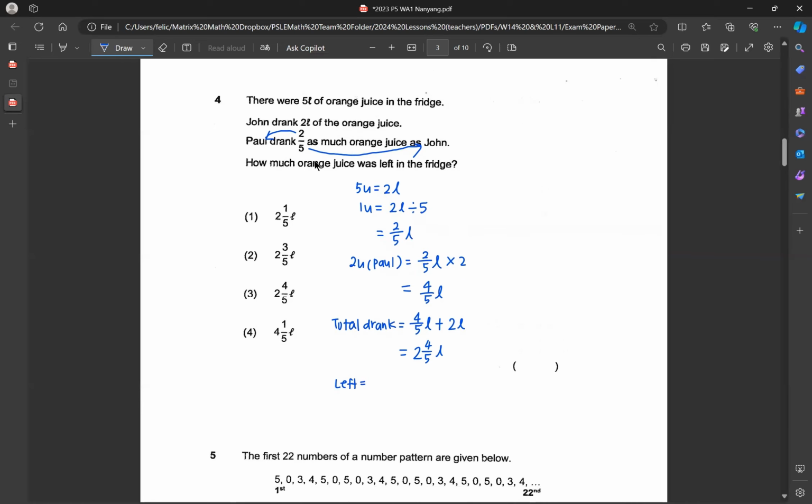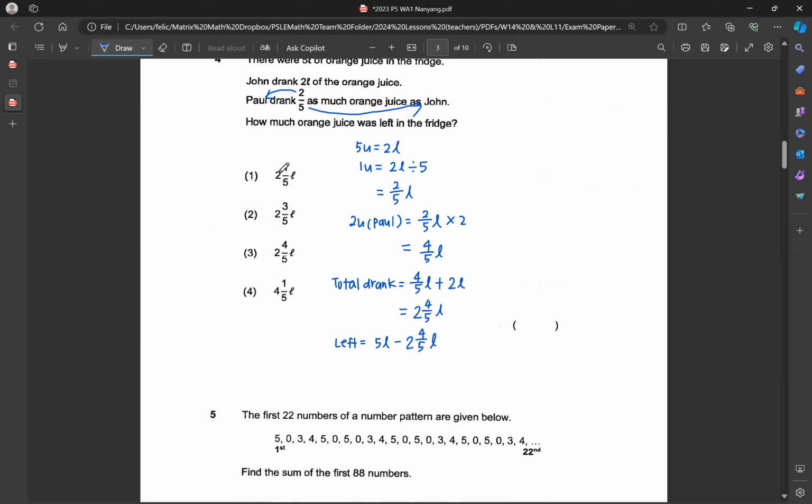So the leftover would be simply using the total at first, subtracting away what they drank. This is a P4 subtraction of fractions that you have learned before. A whole number, when you minus a mixed number, take note, you need to re-express the whole number as a mixed number first before you can do the subtraction.